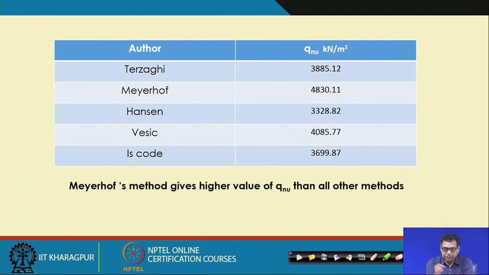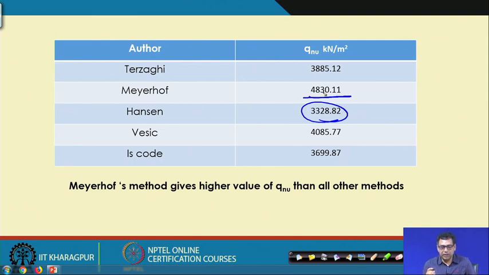So these are the summary of the net ultimate bearing capacity by Terzaghi, then Meyerhof, then Hansen, then Vesic, then the IS code. You can see that among these, the Meyerhof bearing capacity is giving the maximum value, and Hansen is giving the lowest. But the other three, Terzaghi, Vesic and IS code, are almost similar, with one slightly lower and one slightly higher.